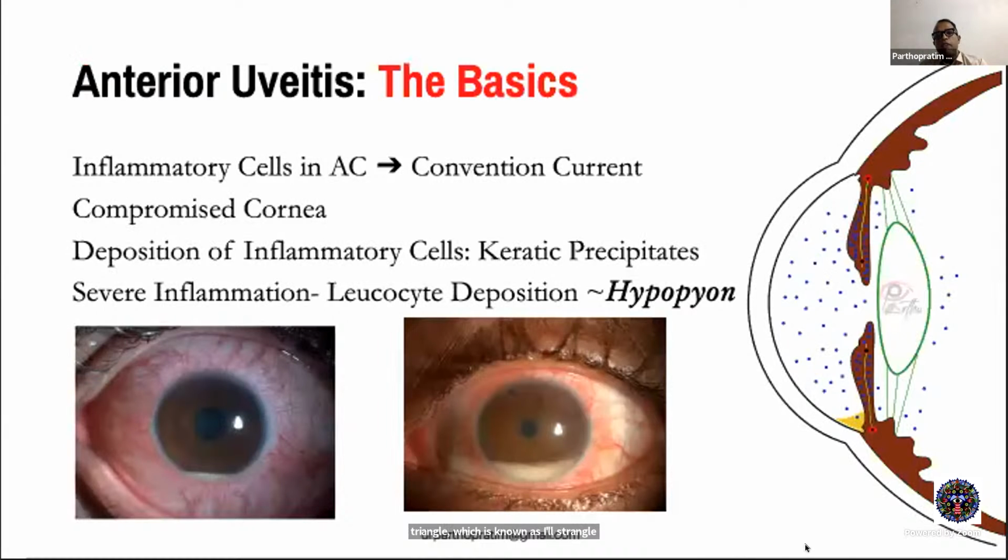Now, if the inflammation is severe, the effect of gravity will come and sometimes the leukocytes will settle down at the bottom of the anterior chamber, giving rise to a condition which we call hypopyon. Hypopyon is a red flag sign in uveitis and you have to manage it very aggressively.